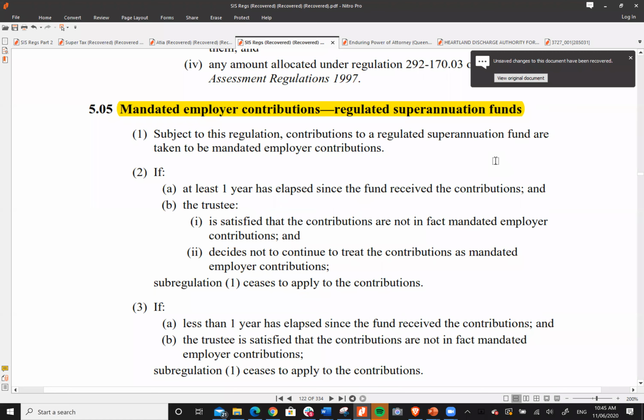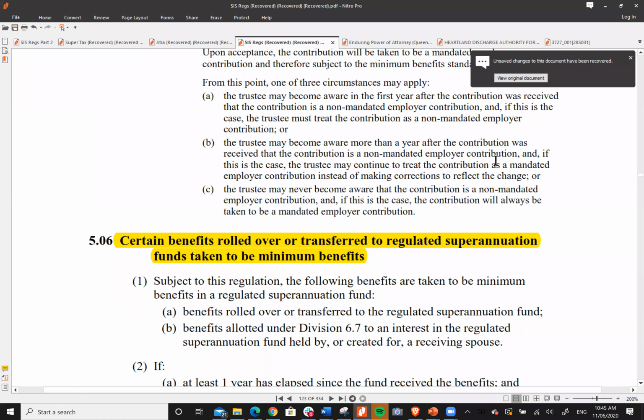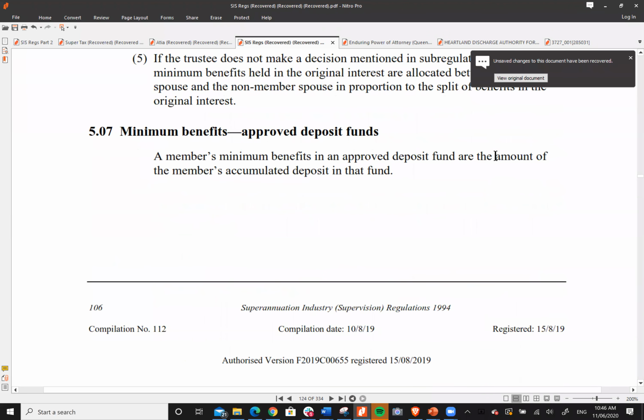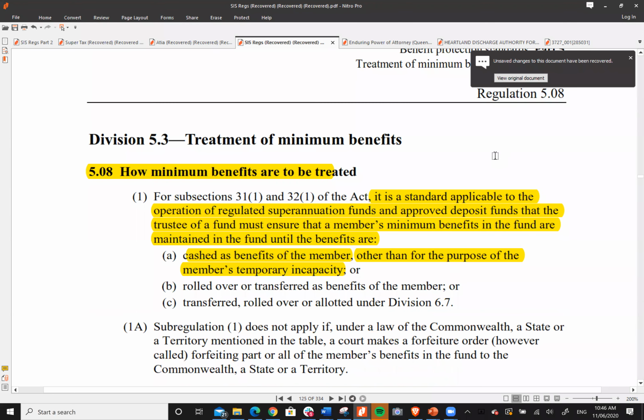Sorry if you're getting a bit dizzy here. So we've got rollover benefits, 5.08. Okay, 5.08 says how minimum benefits are to be treated. It is a standard applicable to the operation of regulated super funds and approved deposit funds that the trustee must ensure that members' minimum benefits in the fund are maintained in the fund until the benefits are cashed as benefits of the member, for example, permanent incapacity, death, retirement, other than for the purpose of the member's temporary incapacity. So you can see here, there's an out there. Whatever the member's minimum benefits are, which is whatever's sitting in their account, effectively that must be protected.